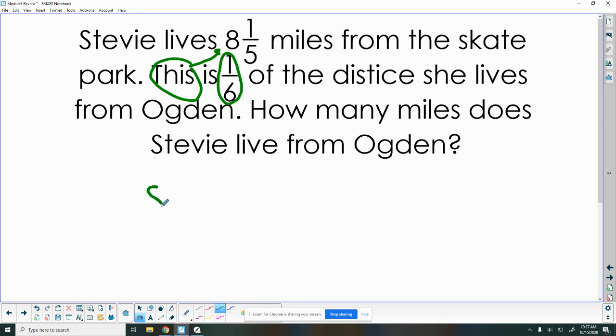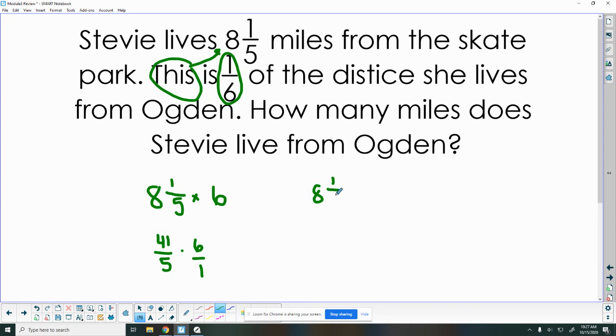So if I take 8 1/5, I need to times that by 6. So if 5 times 8 is 40 plus 1 is 41/5, and I'm timesing that by 6/1.